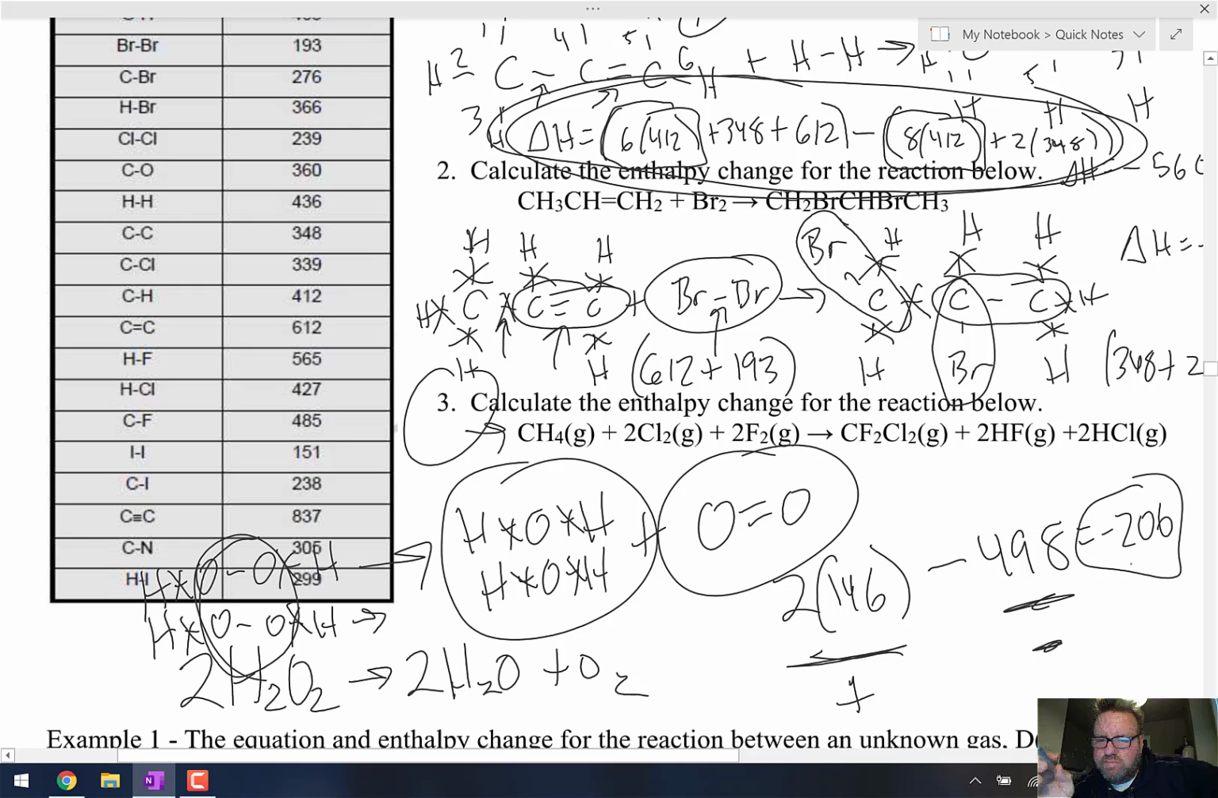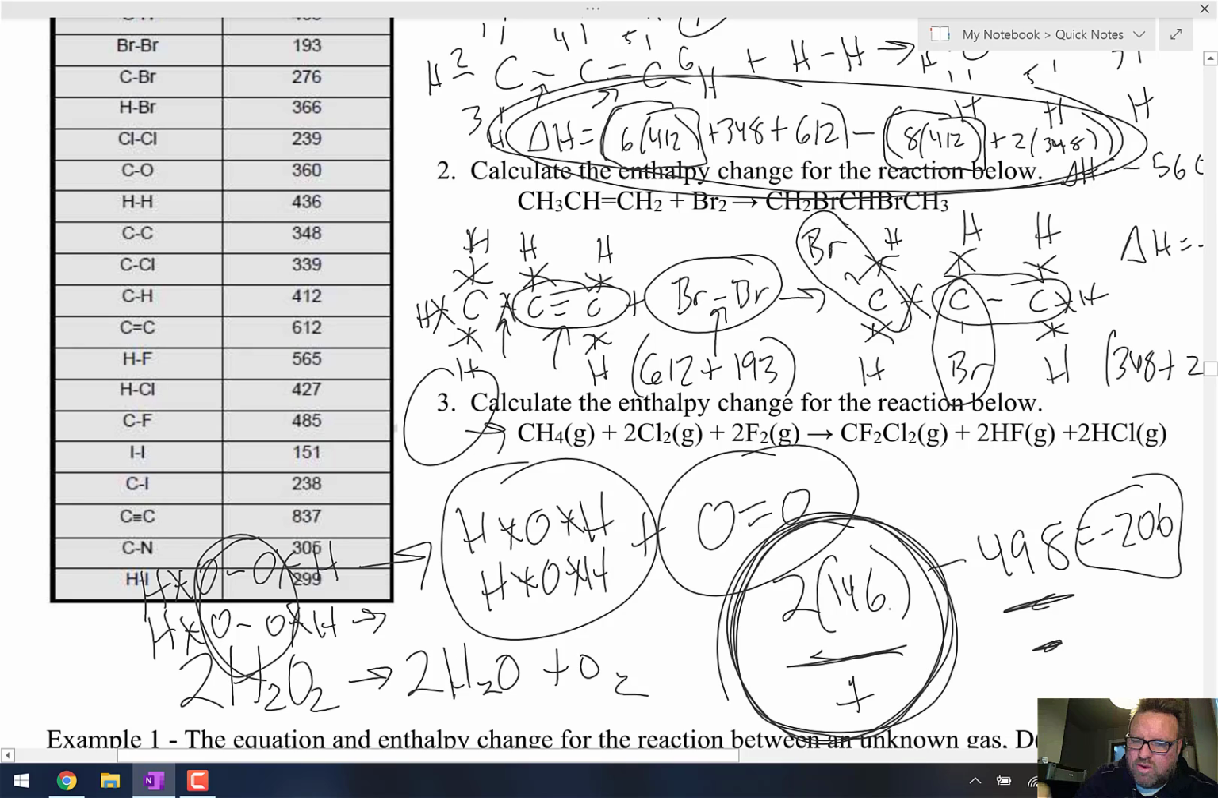And remember that it's not when the bonds are breaking. It's not when the bonds are breaking. That's the part that requires energy. It's when that oxygen molecule is formed. When that O2 molecule is formed, that's when all that energy gets released per mole of oxygen that is produced.